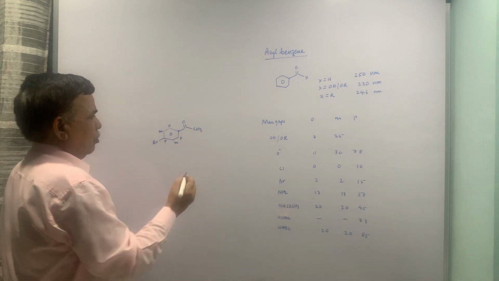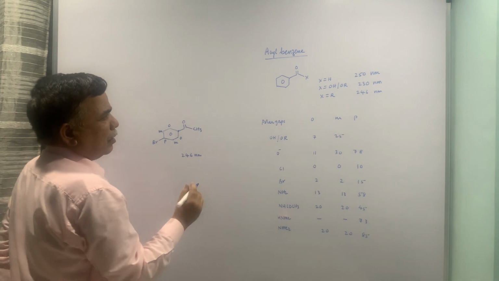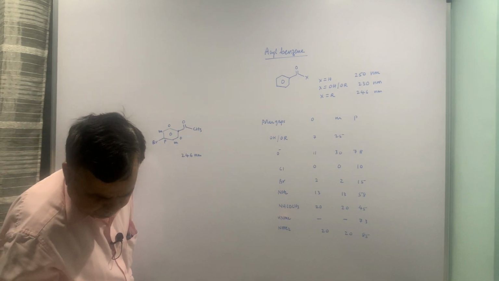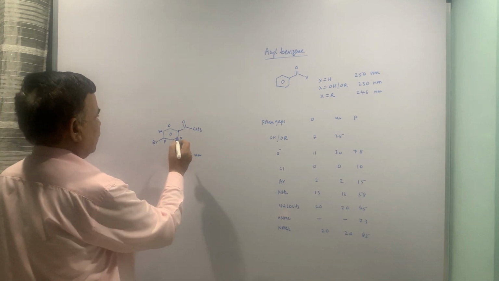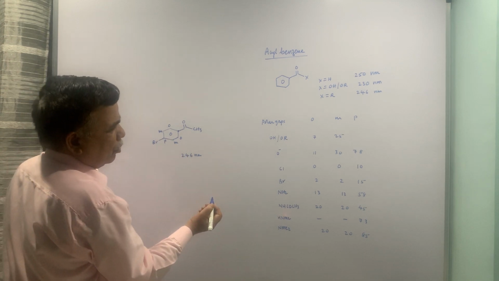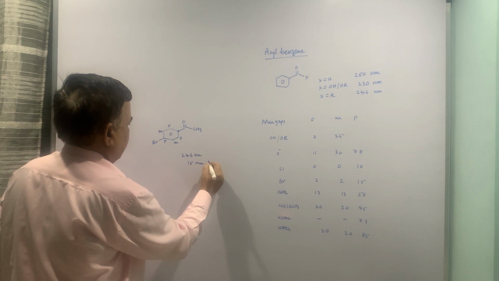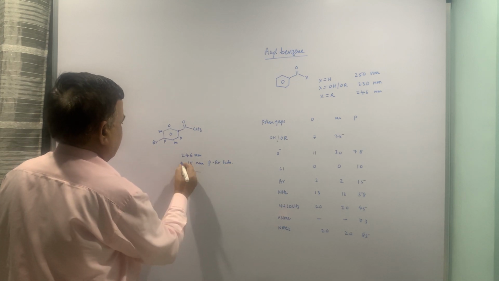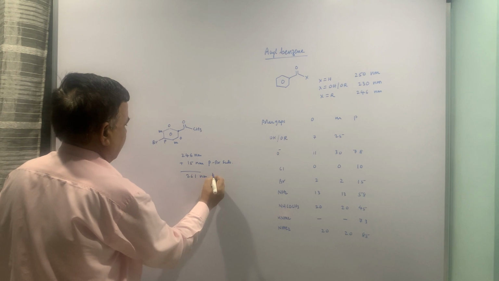Okay, so 246 is for aldehyde, for ketone, then ortho no substituent, meta no substituent, para bromo. So you have to look at bromo, that is para bromo substituent, then you have to just add, that is 261 nanometer.